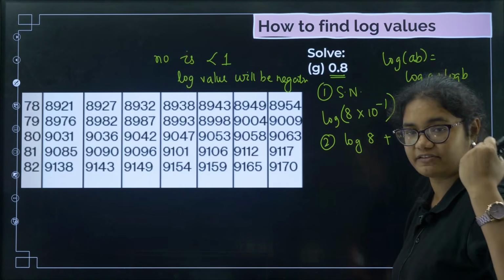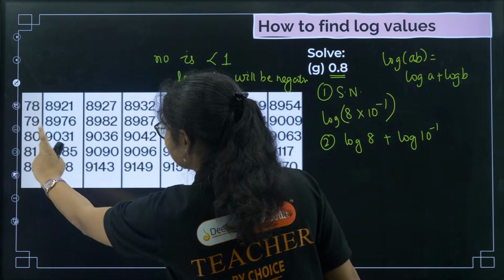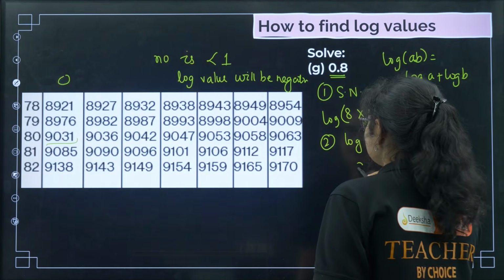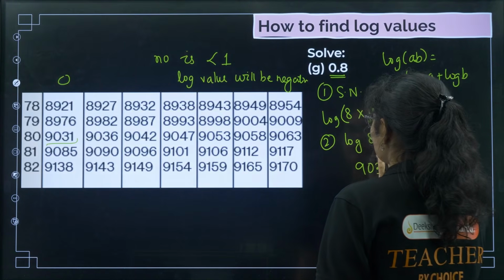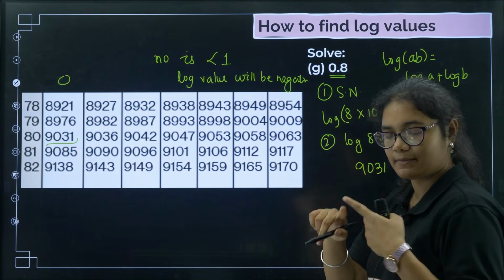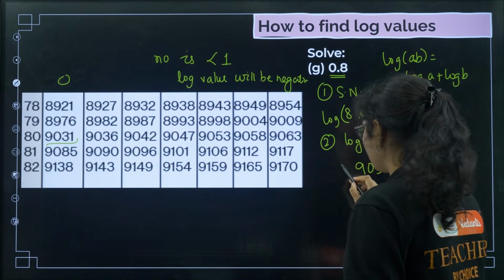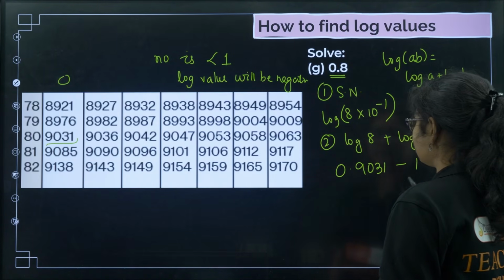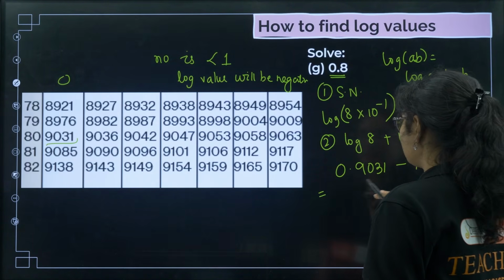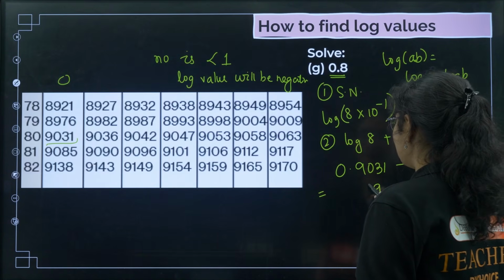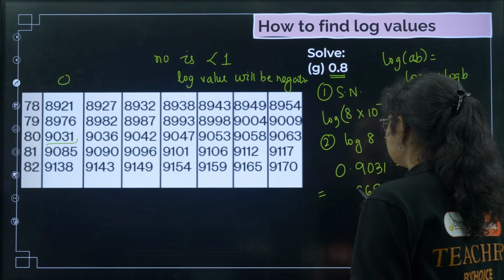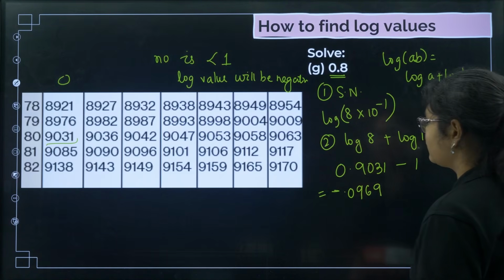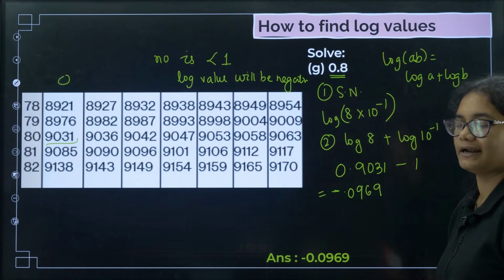Log 8 means what? You have to imagine 80. So if you see 80 here, 80 and 0 value is 9031. Okay, now there is only one number in this, 1 minus 1 is 0, so I'll put 0.9031. Then log of anything to the power of 10 is minus 1, right? So just subtract this one, how much will I get? 10 minus 1 is 9, 9 minus 3 is 6, 9 minus 0 is 9, 9 minus 9 is 0, okay, minus 0.0969. Okay, that is what we'll get in this one.